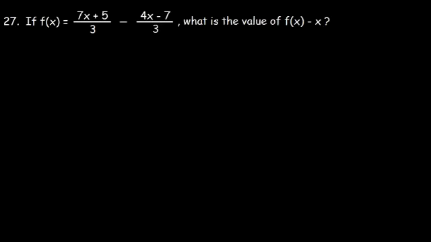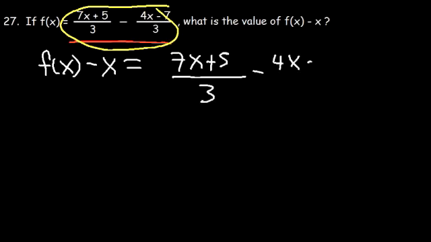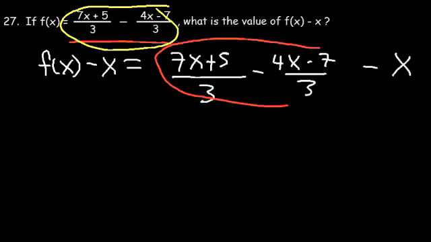27. If f of x is equal to this expression, what is the value of f of x minus x? So f of x minus x is equal to the expression that f of x is equal to, that's (7x plus 5) over 3 minus (4x minus 7) over 3 minus x. So keep in mind, this portion is equal to f of x. So that's all we did. We replaced f of x with what it equals to, these two fractions that are subtracted to each other.